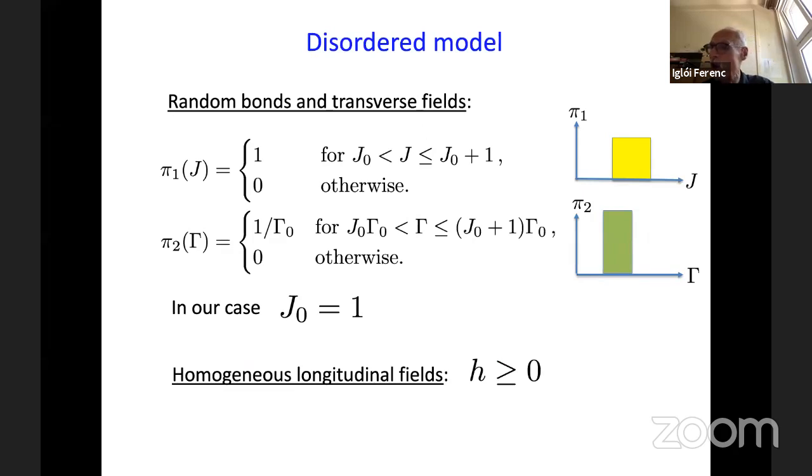Okay, now let's go to our problem, which is the disordered model. Both the couplings and the transverse field are random, and the distributions are taken in a box-like form, which is parameterized by one parameter. Here, this J0 is taken to be 1. So this is between 1 and 2, having a value of 1 everywhere in this distribution. The other has a parameter gamma 0. If gamma 0 is smaller than 1, this box is shifted to the left and has a bit higher value in order to be normalized also.